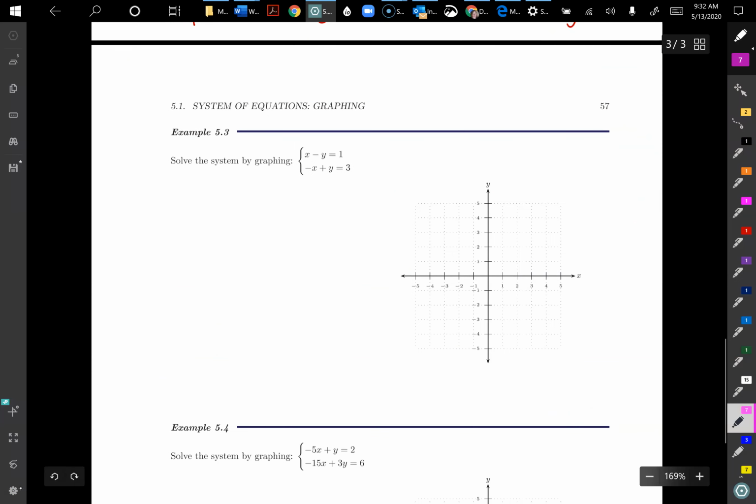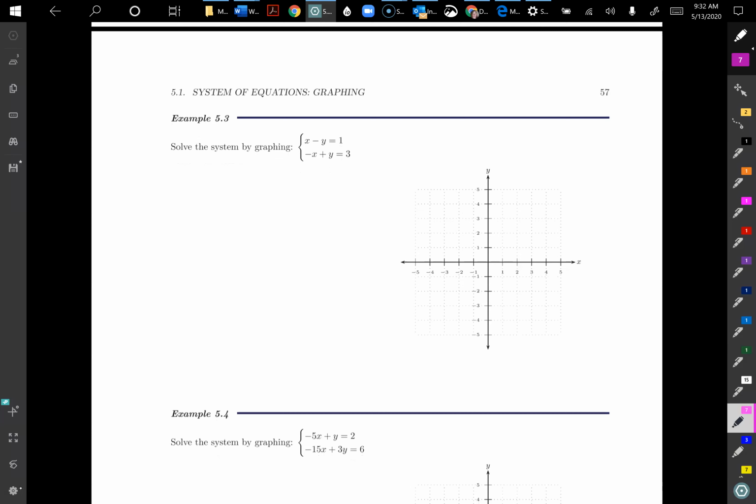Okay, so now moving on to page 57, there's a couple more problems to try. These are going to be classwork. So pause, then check. Okay, so you'll need to see the graphs and then make sure you have the right solution. And then you can just check back and see what happened.